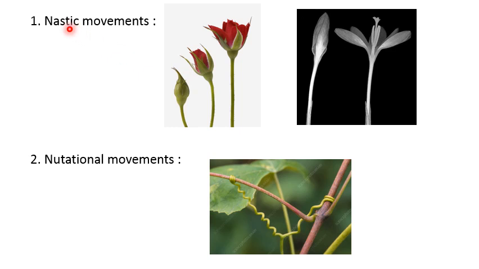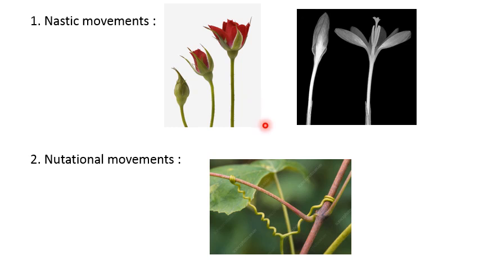When cell divisions are more on the upper side of these petals, the organ bends down. This is called epinasty, that is, the flower opens. If the lower surface has more growth, then the organ bends up, which is hyponasty. This is nastic movement, the opening or closing of the floral bud, found in flowers. Hyponasty takes place when the flower buds close, and epinasty takes place when the flower buds open.